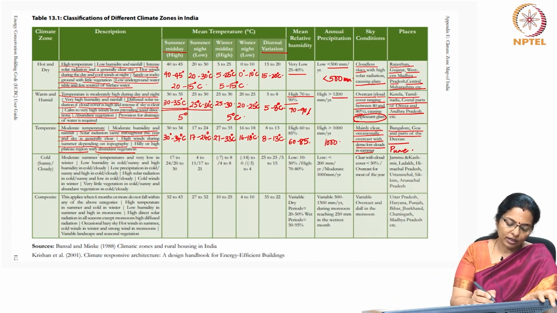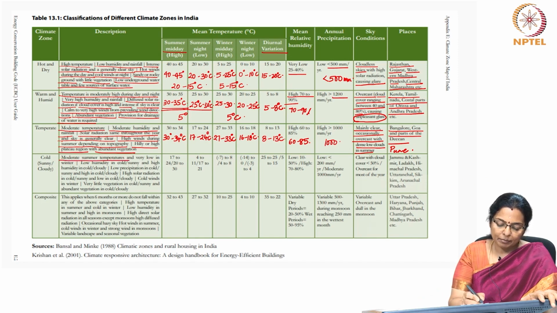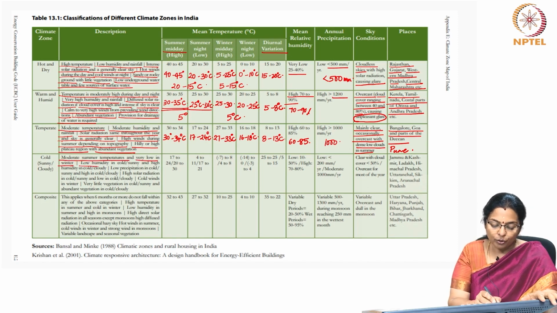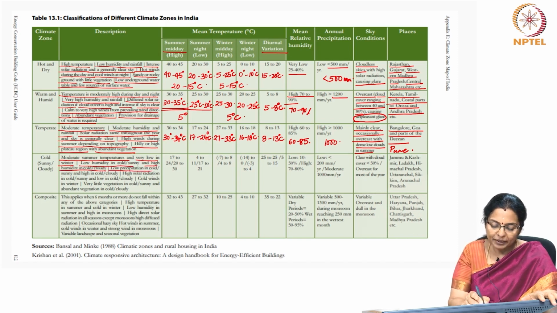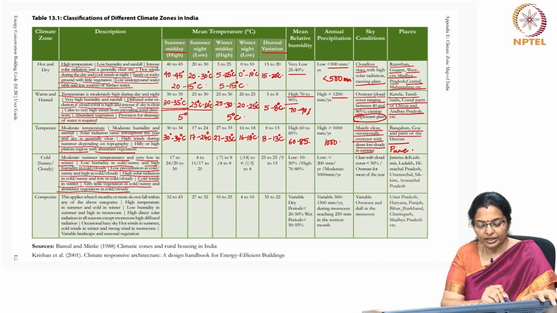Let us now look at cold, sunny and cloudy. These have moderate summer temperatures and they are very low in winter. Low humidity in cold, sunny and high humidity in cold and cloudy climate. Low precipitation in cold, sunny and high in cold and cloudy. High solar radiation in cold, sunny and low in cold and cloudy. Cold winds in winter, very little vegetation in cold, sunny and abundant vegetation in cold and cloudy.